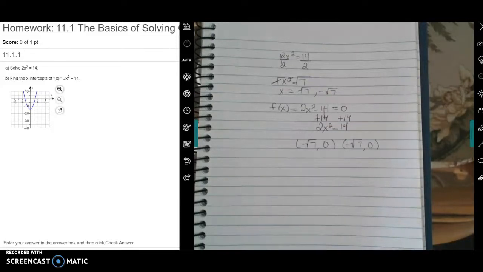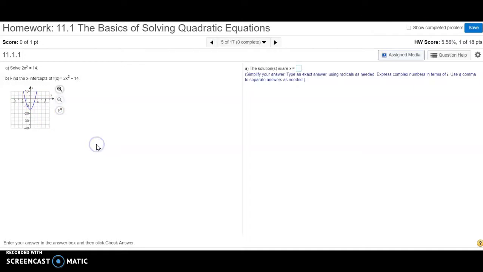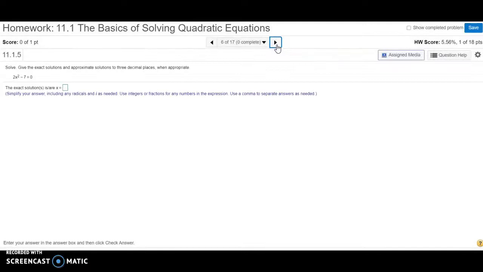And if we look, you can see what the graph of a quadratic equation looks like. It's going to be one of those parabolas. And where it crosses the x-axis, that's where those two x-intercept points are. So over here, we would have the negative square root of 7, comma, 0. And then we would have the square root of 7, comma, 0. Alright, and so that's that one. That's how you use the square root property.